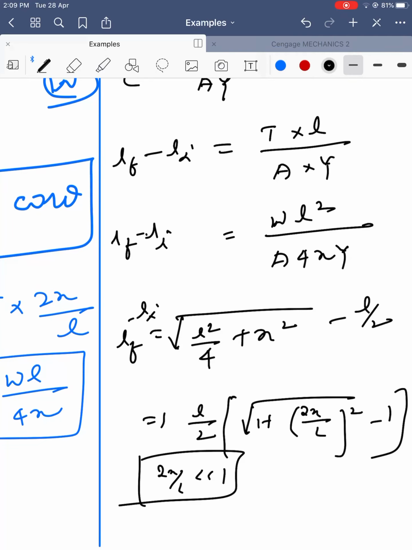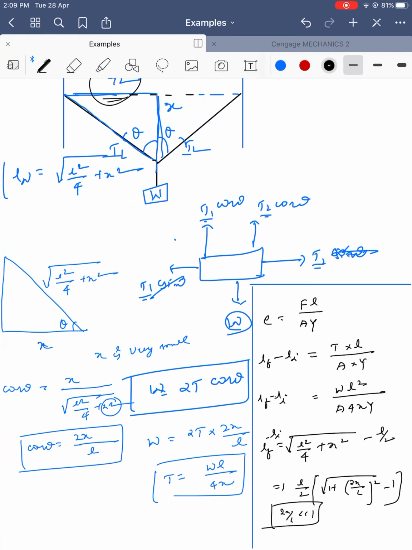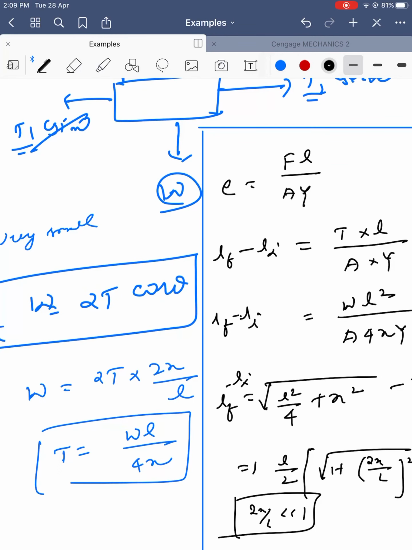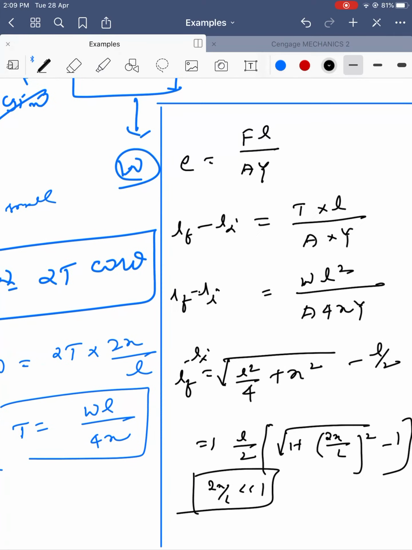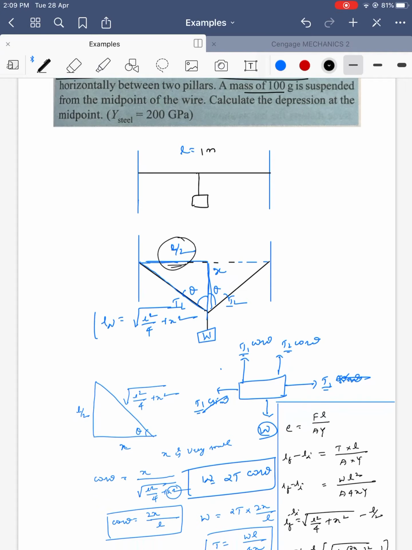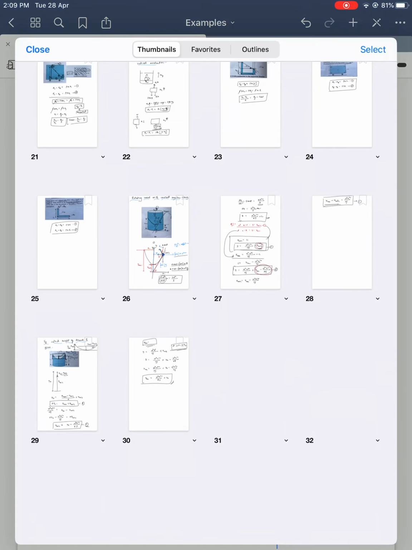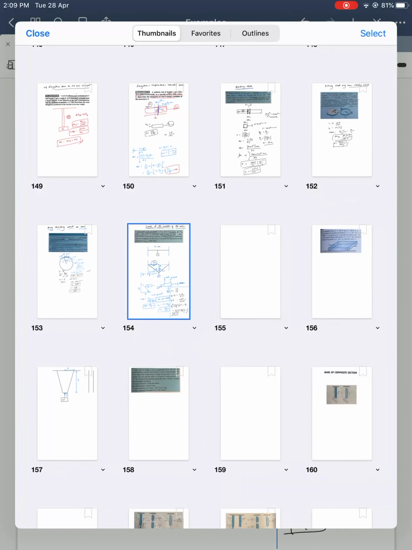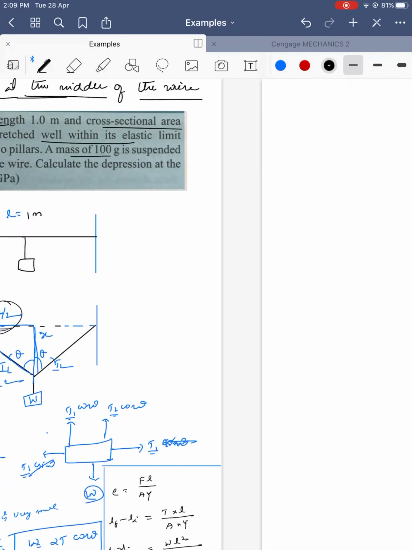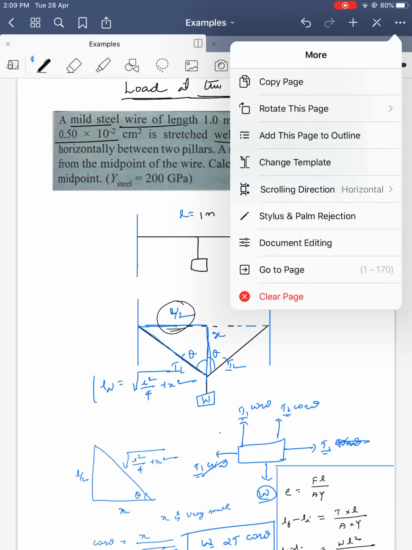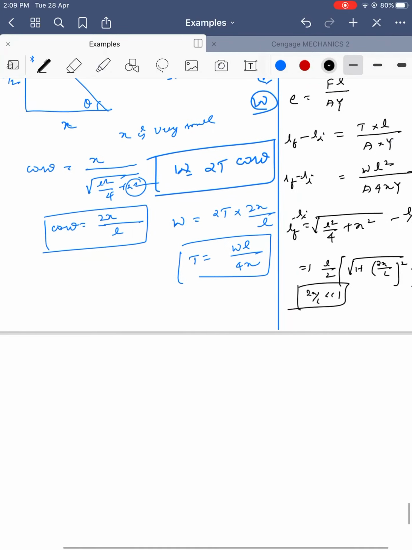Okay, I'm going to write the expressions on the next page, so note down up to here: 1 plus 2x by L whole square minus 1. So we are going to do it. Let me continue from the next page. So let's continue the other part.